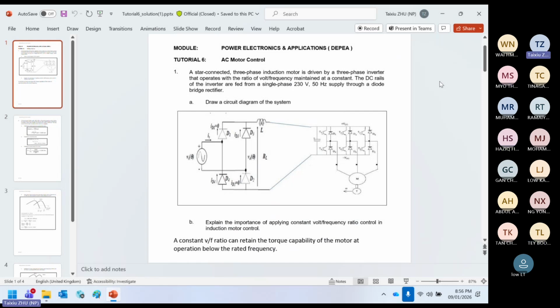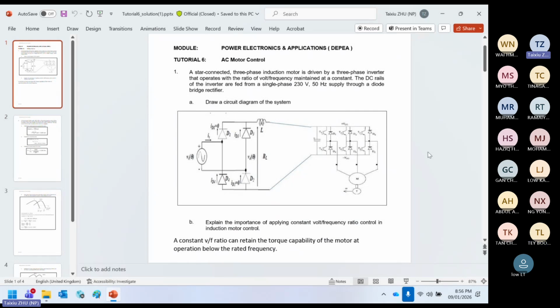Okay, so basically question number 1 is a star-connected 3-phase induction motor. It is driven by a 3-phase inverter. You still remember the 3-phase inverter, right? How many switches do you need to make a 3-phase inverter? You need 6. Also 6 diodes, the freewheeling diodes.